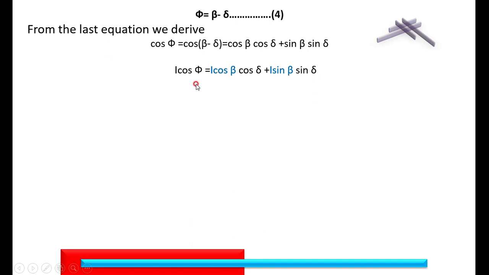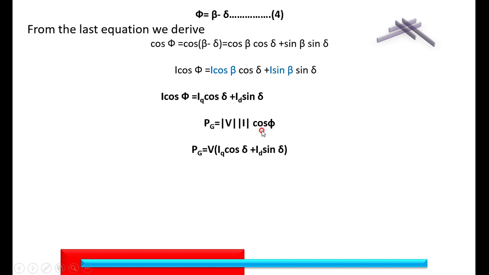We can recall here I cos beta, I sin beta, with a different color. Then I have to write, because I cos beta is nothing but IQ, I sin beta is nothing but our ID, and our active power is VI cos phi. Therefore, I am putting the value of I cos phi from this equation. V is common, instead of I cos phi I am putting IQ cos delta plus ID sin delta.